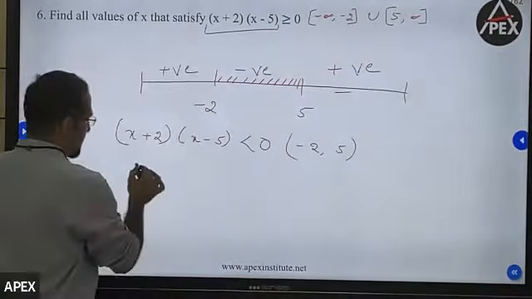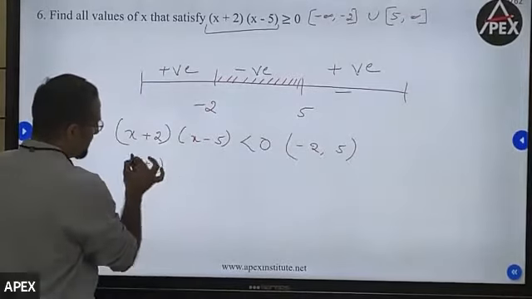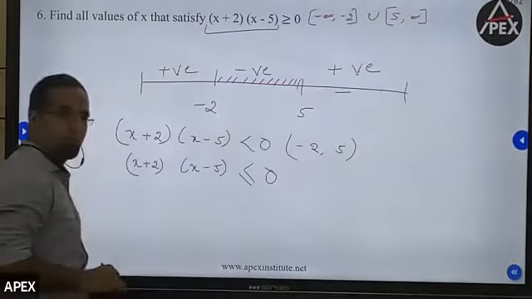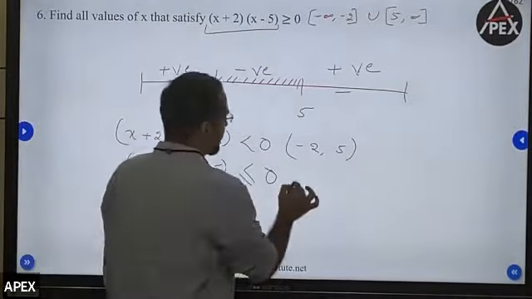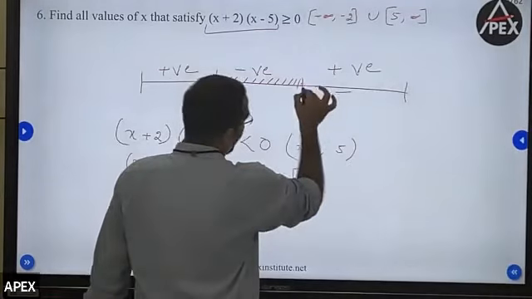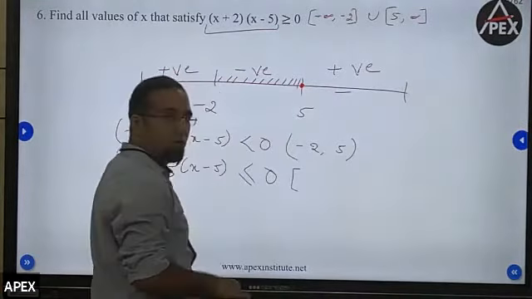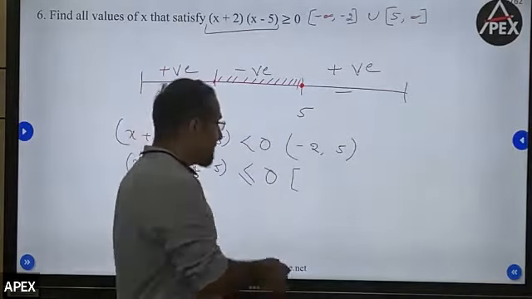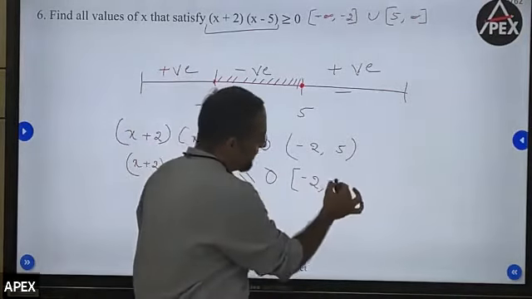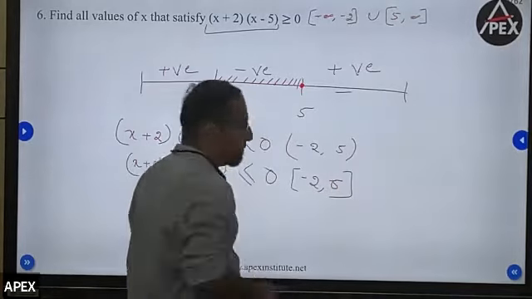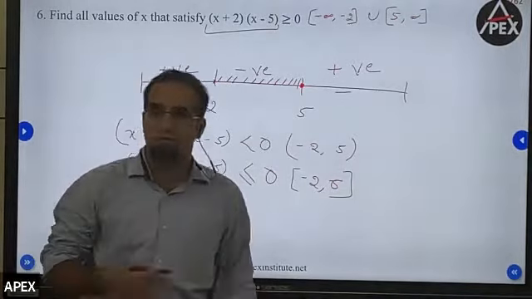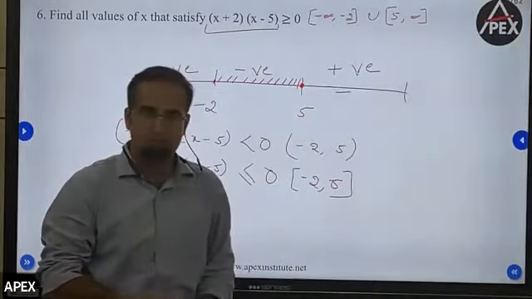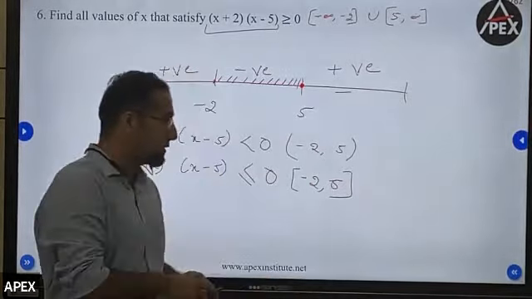Let me change it. Suppose I give you (x plus 2) into (x minus 5) less than or equal to 0. The only thing that changes is the equal to 0 part. So at x is equal to 5, this will be equal to 0. At x is equal to -2, this will be equal to 0. So therefore, my zone here becomes -2 to 5 and both will be square brackets. This is how your answers keep on changing. Clear? Can I proceed? Online guys?